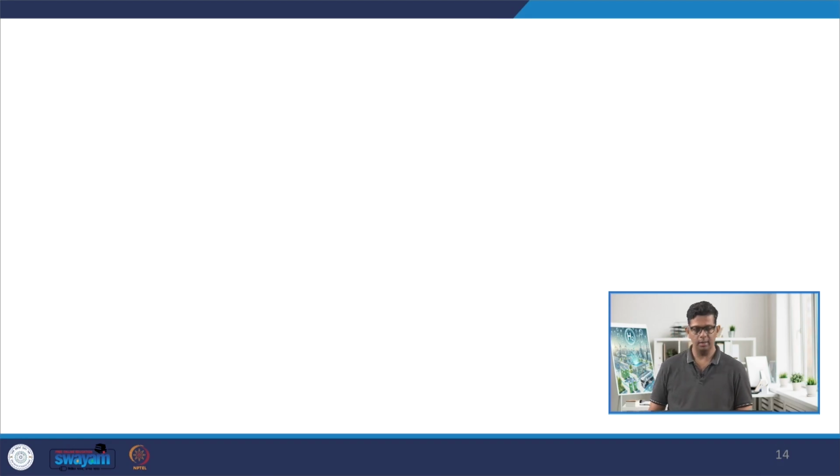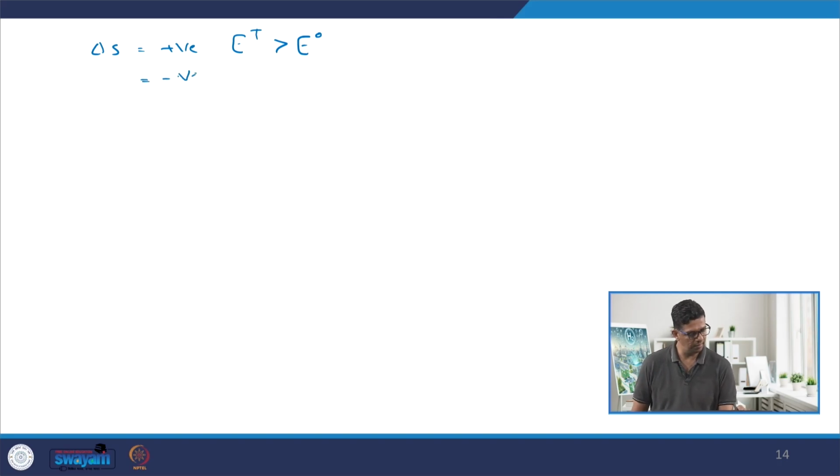So, I am going to write 3 cases. If this delta S is positive, your Et will be greater than E naught. If this entropy change is negative, Et will be less than E naught, and if it is 0, Et will be equal to E naught. There will not be any change in these terms at all.